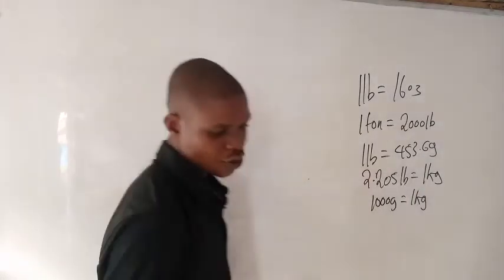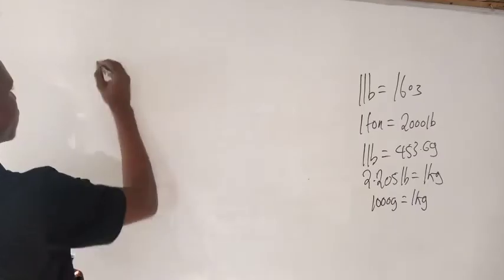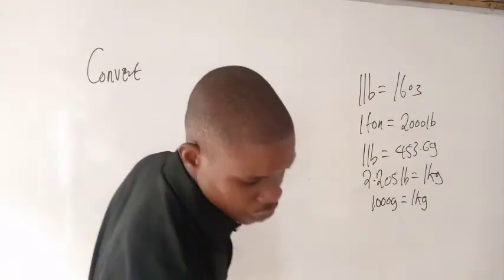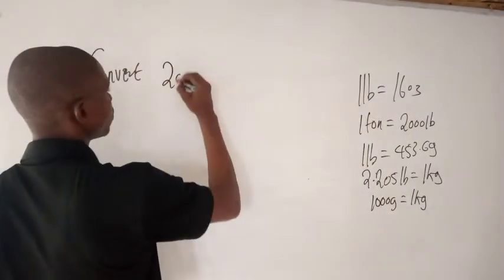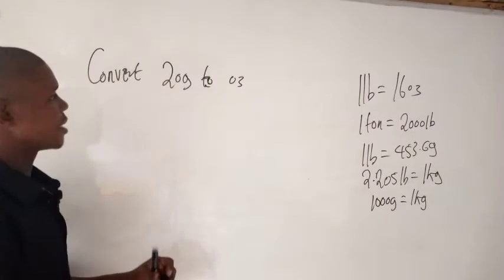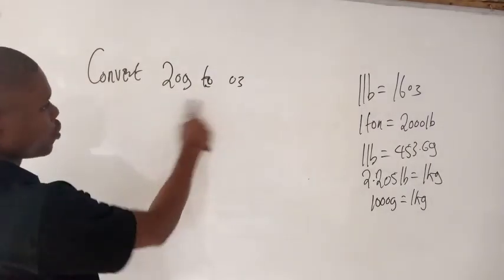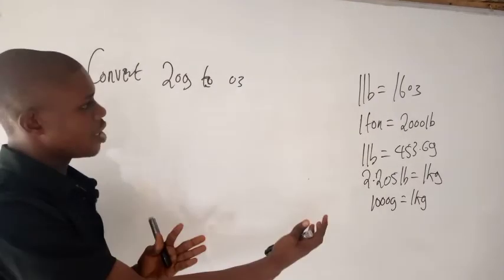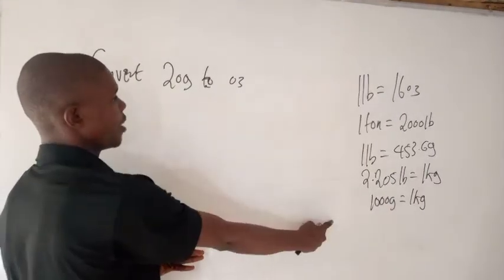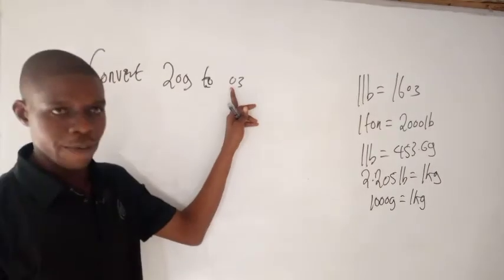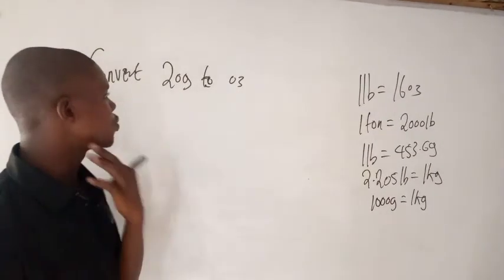Now, if for example you are being asked to convert 20 gram to ounce. You get? Now, how do you do this one here? Please pay very close attention because for this one there's no direct relationship. If you look at the relationships I've given to you here, there's no direct relation between gram and ounce. Hope you understand. So how are we going to do that?